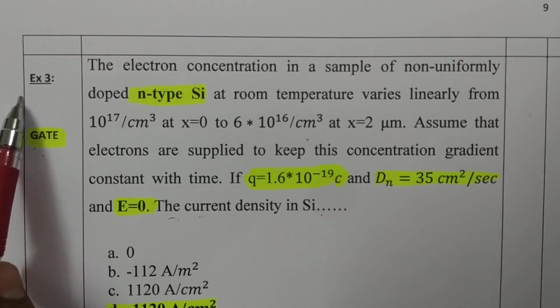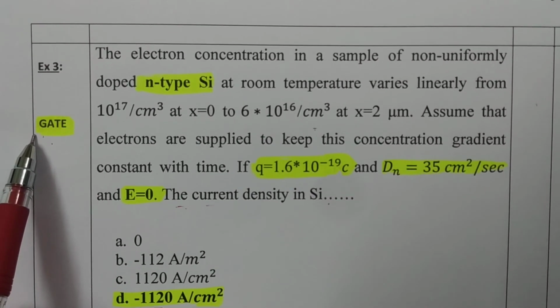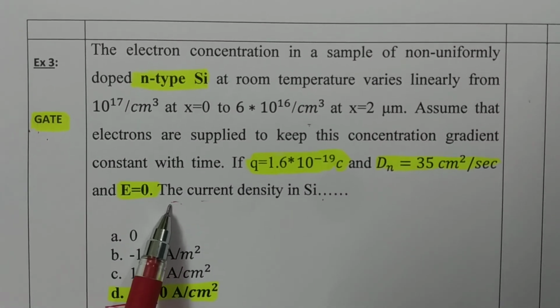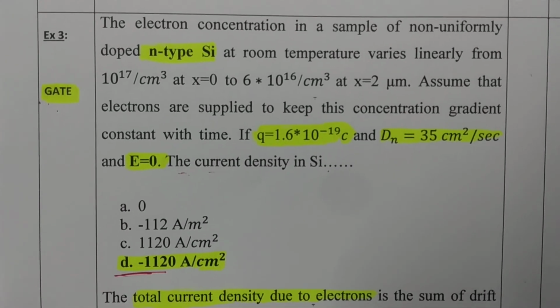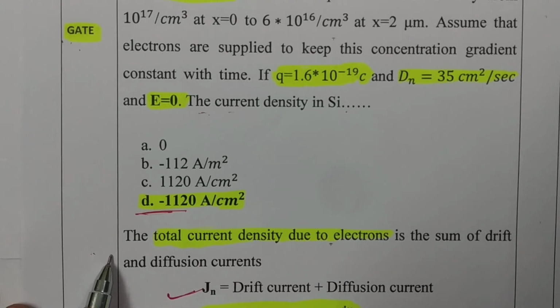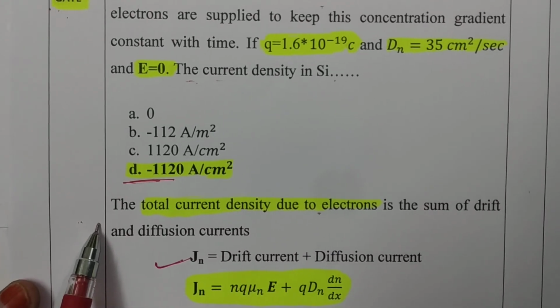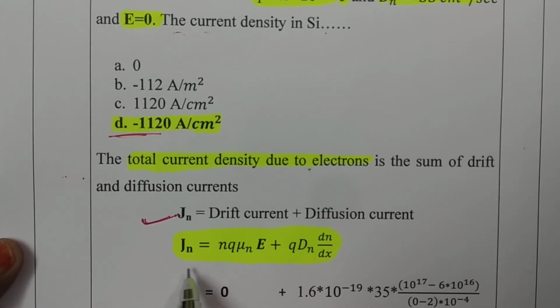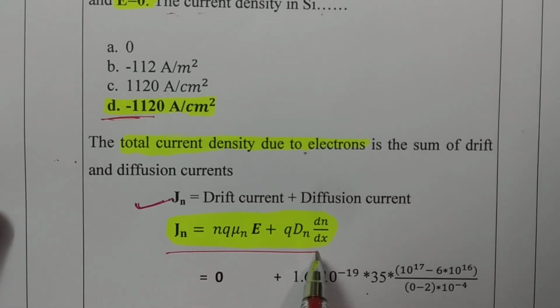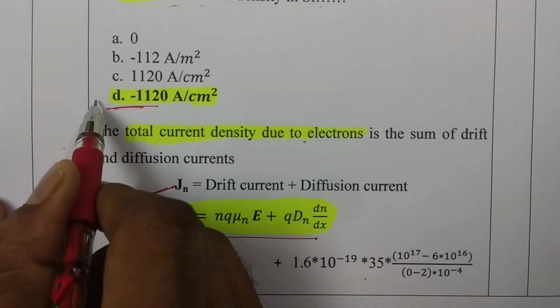Exercise 3, previous GATE problem. Here you are supposed to determine the current density in silicon. The total current density due to electrons is the sum of drift and diffusion currents given by this formula. By substituting in this equation, we get option D as the right answer.